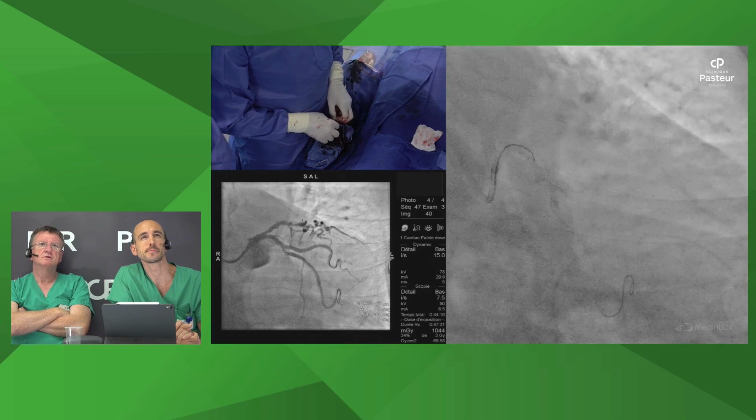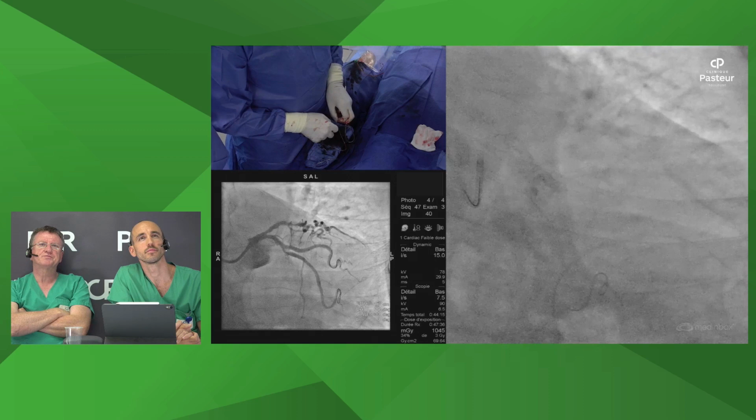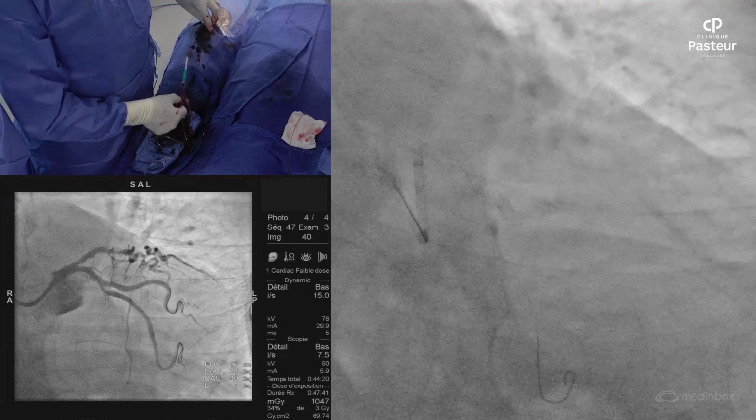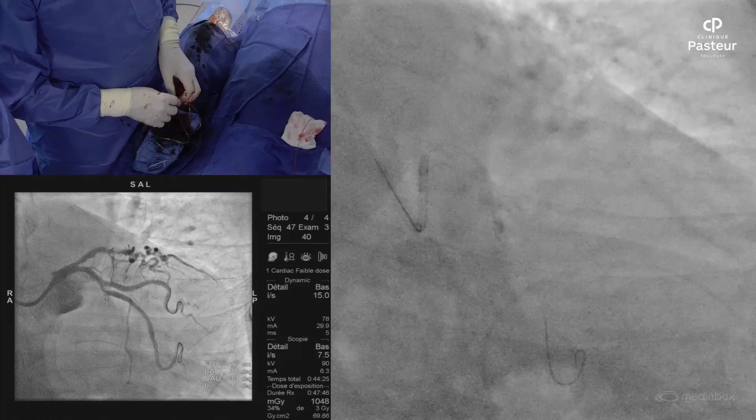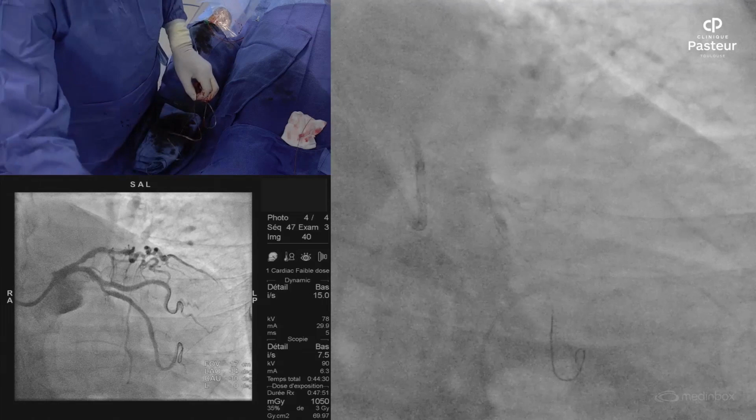So you need to re-advance it, or I don't know what we need to do. The OM1 wire isn't absolutely critical to the procedure at this point, is it? I think at that point, no. So what we can do is remove it and try again to advance the balloon on this wire.